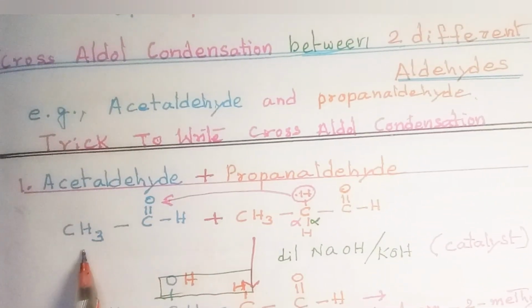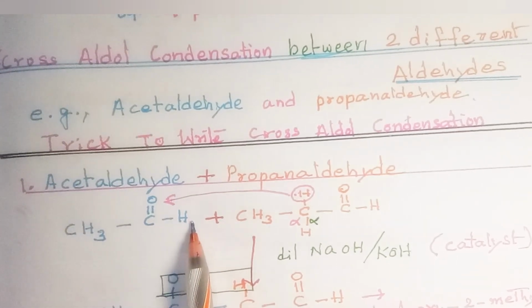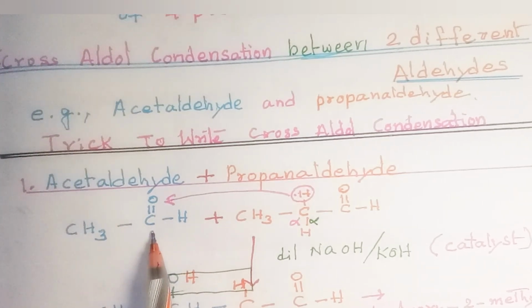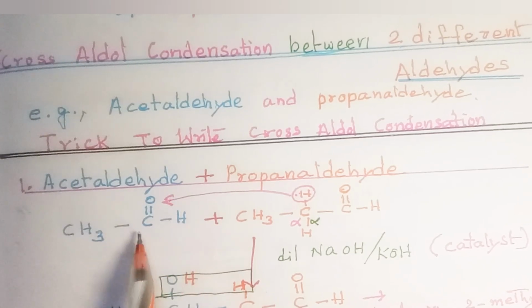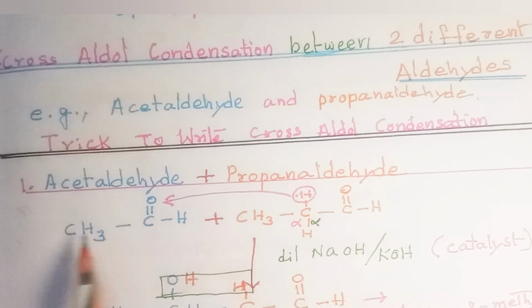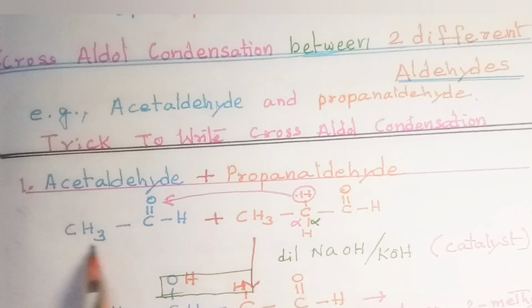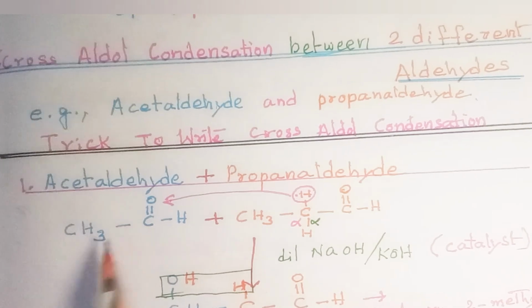The structure of acetaldehyde is CH3 C double bond O H. C double bond O H is the functional group. This carbon atom is alpha carbon. It has three hydrogen atoms. So altogether acetaldehyde has three alpha hydrogen atoms.